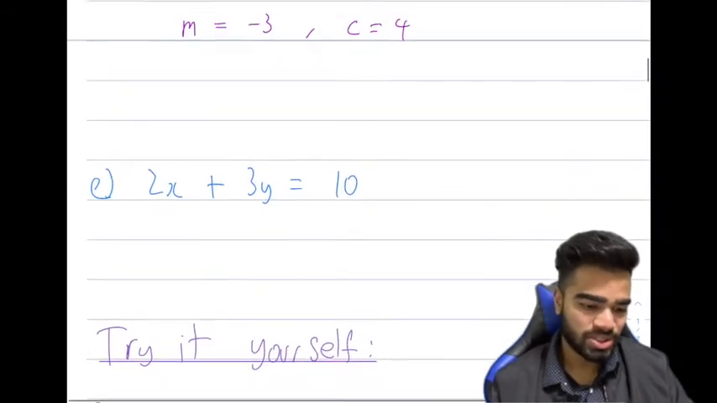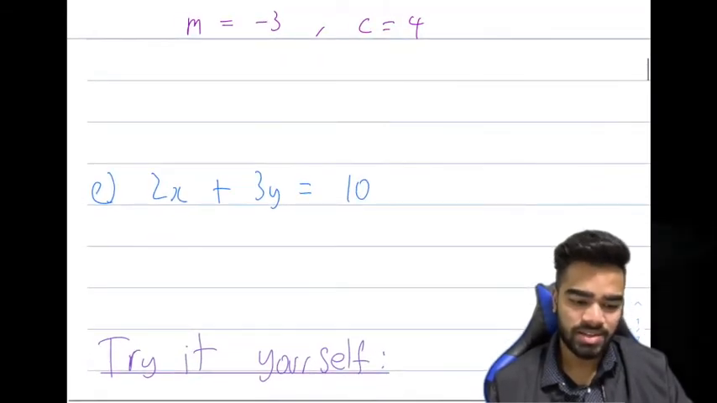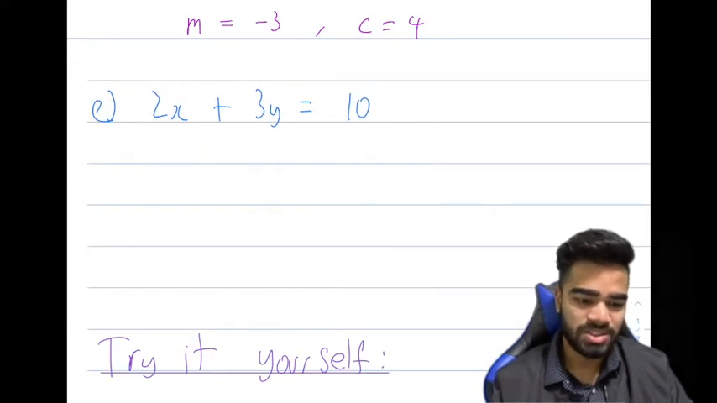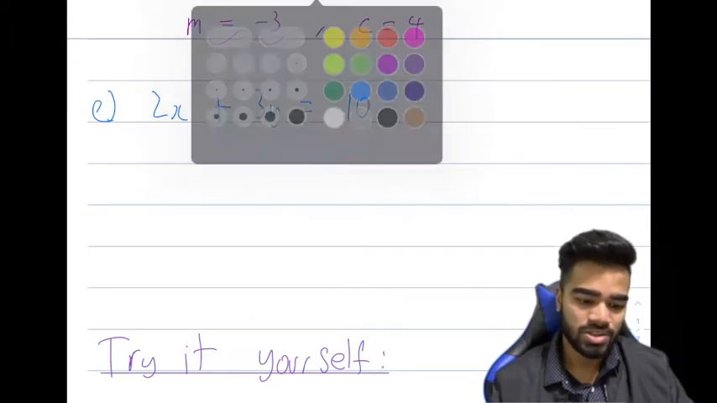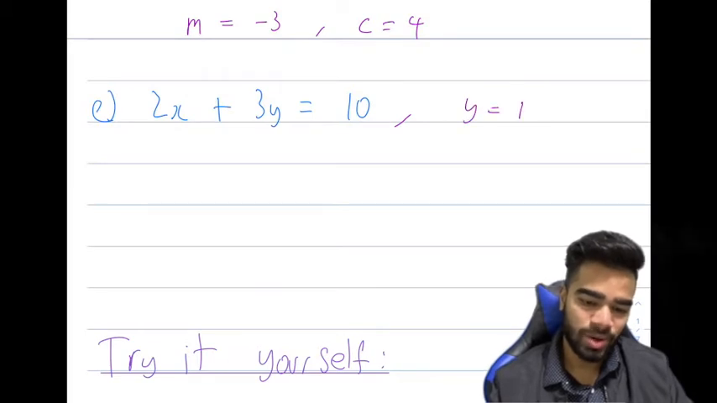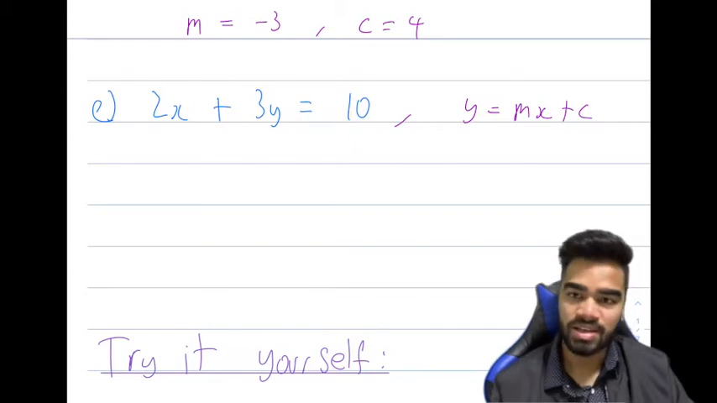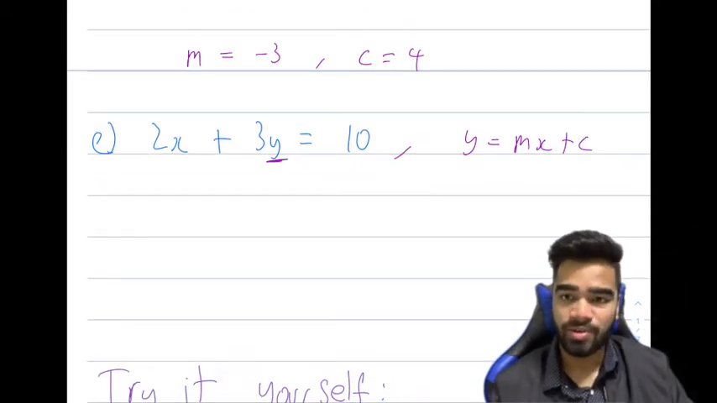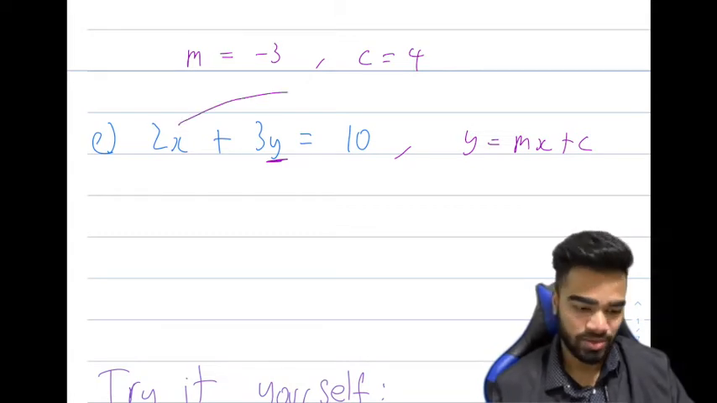So this one's the next question. This is not even in gradient intercept form, right? It's in a completely new form. So what do you have to do? We can't just read the gradient of this straight away. What you have to do is rearrange this into y is equal to mx plus c form. That's how you find the gradient of these graphs. So pretty much you need to use algebra to solve for y. So I'm going to do that.